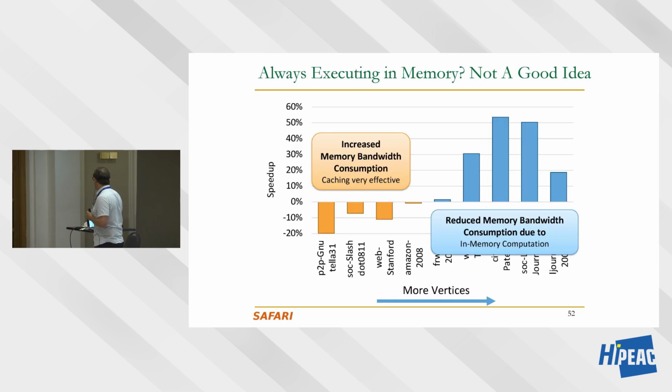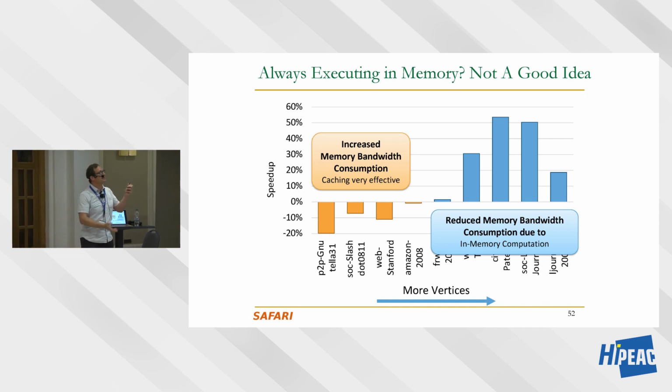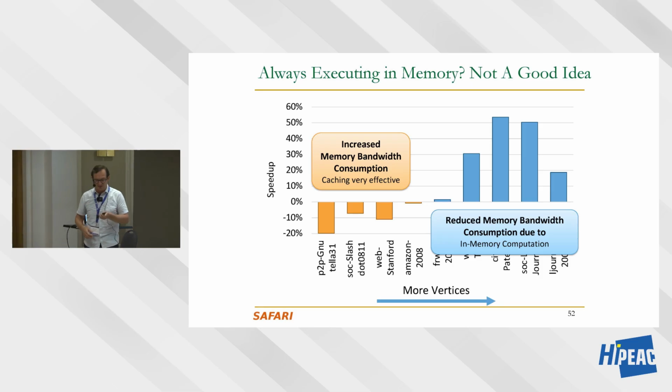Okay, and then the question is, does doing this in memory always a good idea? Not necessarily, right? This is some graph processing applications that we were looking at. We found out that in some cases, if you push everything to memory, you get a lot of benefit. In some cases, you actually get performance loss because in these cases, caching is very effective. The data sets fit in the cache, and you have increased memory bandwidth consumption by putting stuff to the memory. This is why you need to be intelligent about where to execute things.